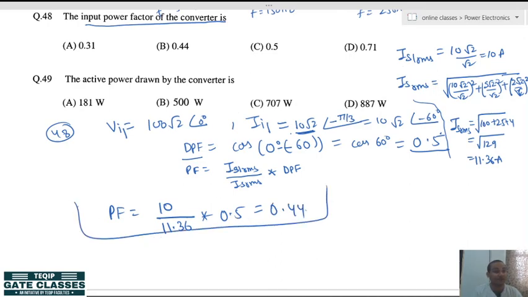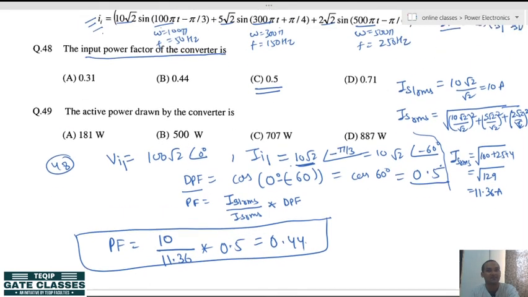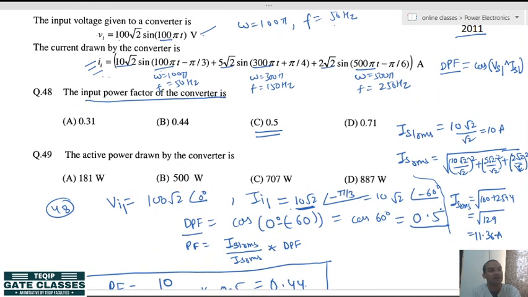Now you see what GATE people do. They also give another option which is wrong. They have also given the option of 0.5. So if you forget the input power factor in case of non-sinusoidal currents and non-sinusoidal waveforms, you will choose it. Here, by seeing the current waveform you can conclude, and this is called a concept: other than fundamental components, if other frequencies are present, it must be a non-sinusoidal component.